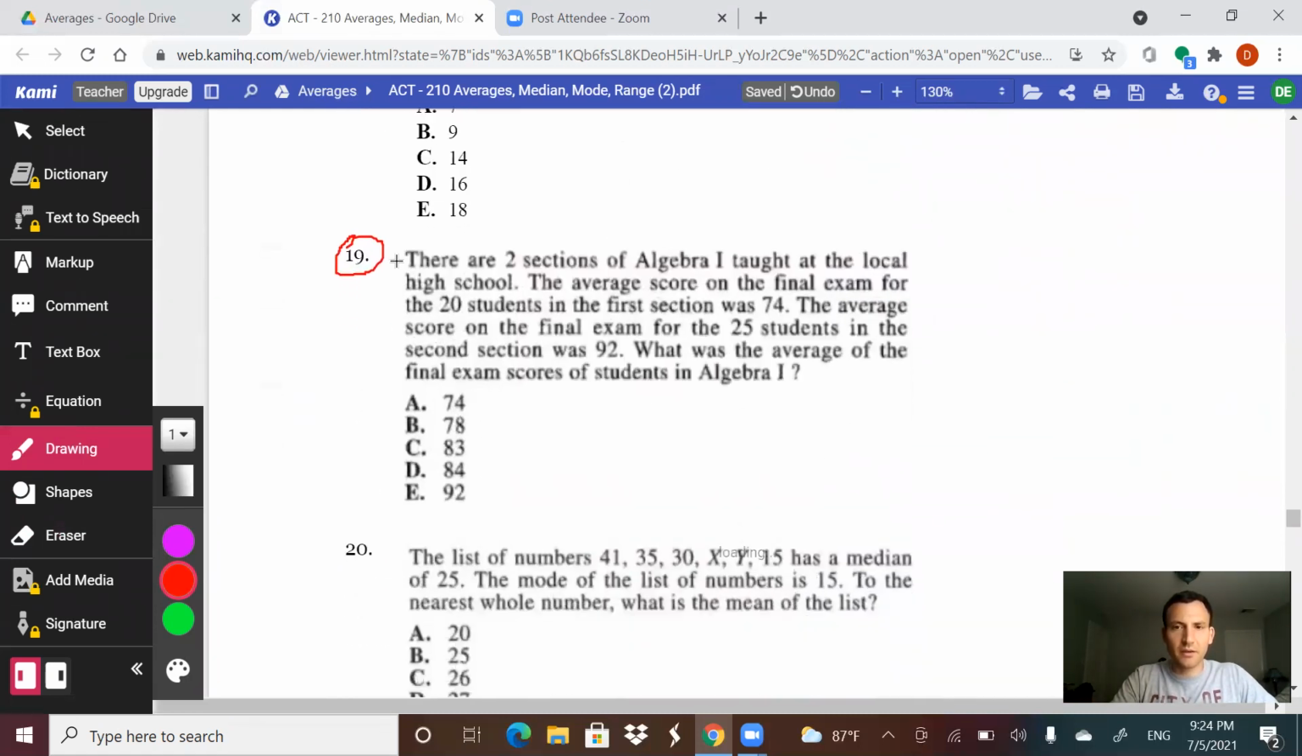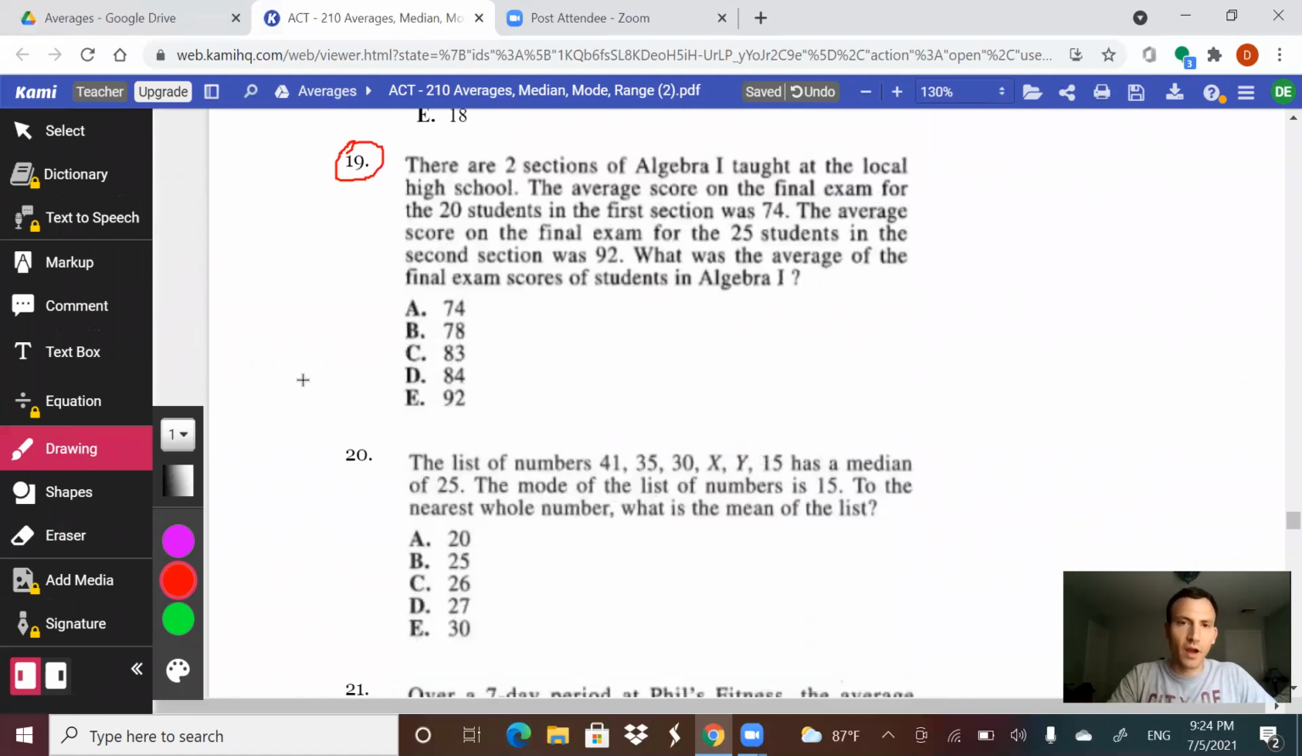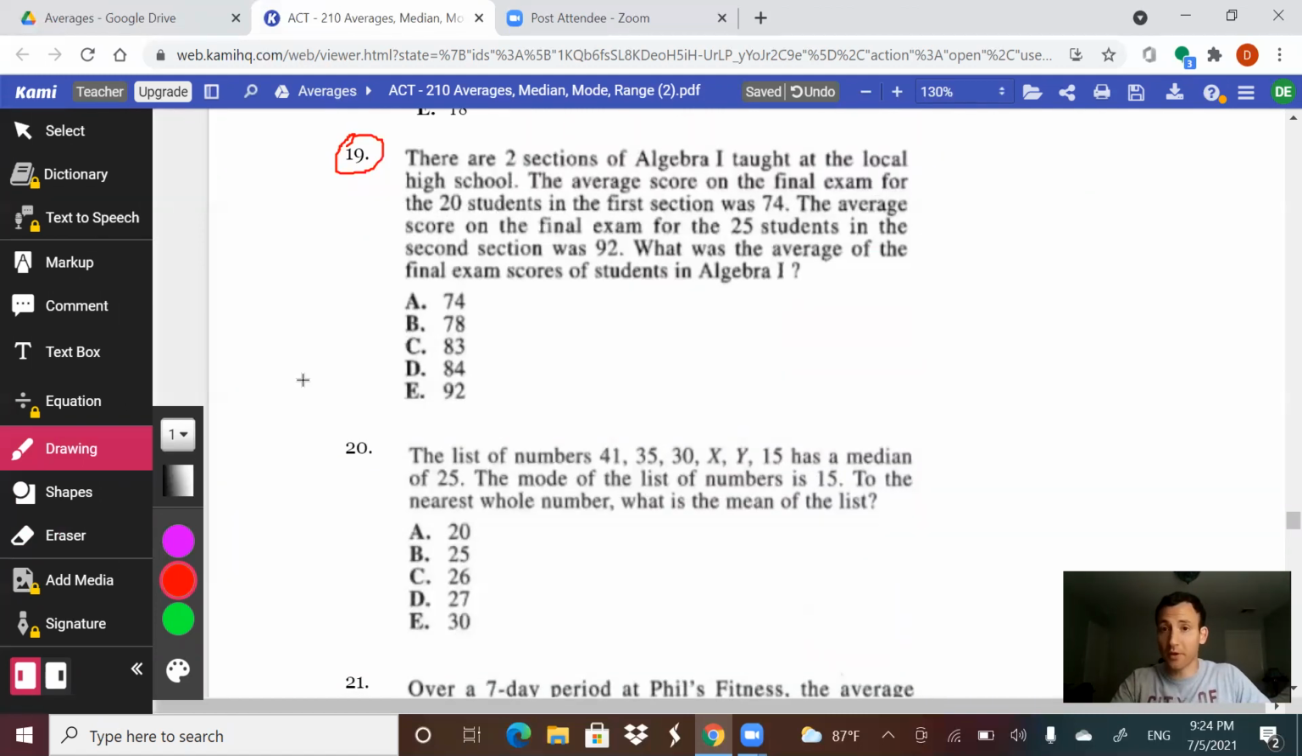All right, 19. This is a really cool one. Feel free to pause it and give it a shot. I'm going to show you how to screw it up first, and then I'll do it the right way. There are 2 sections of Algebra 1 taught at the local high school. The average on the final exam for the 20 students in the first section is 74. The average score on the final exam for the 25 students in the second section is 92. What is the average of the final exam scores in Algebra 1?